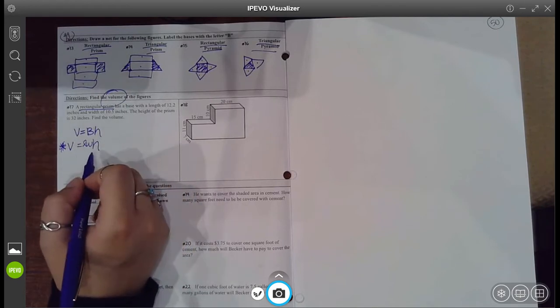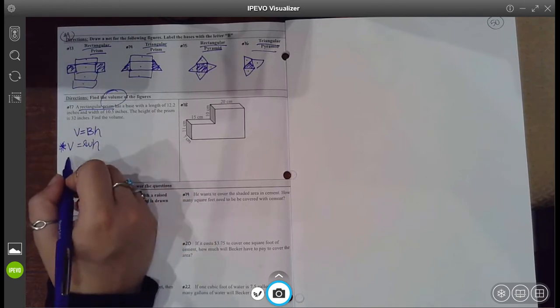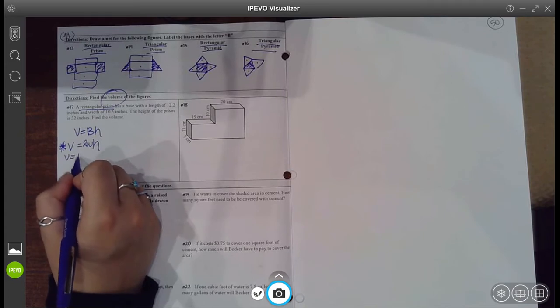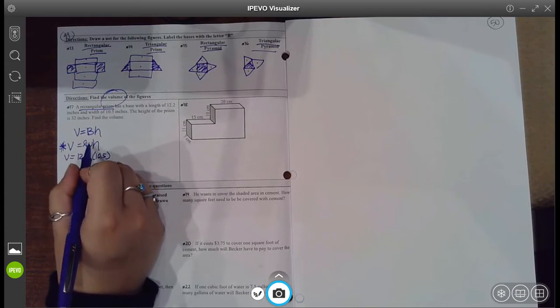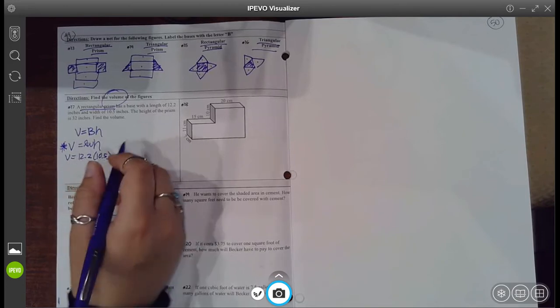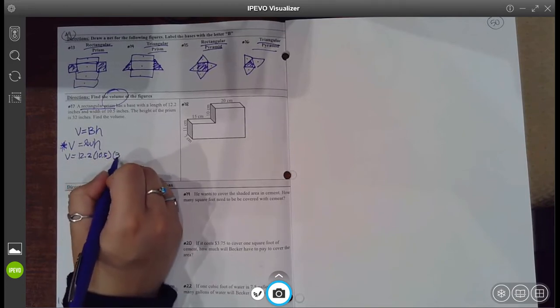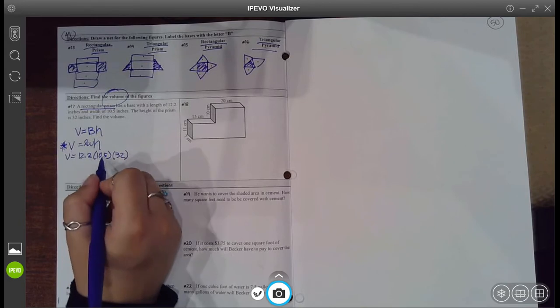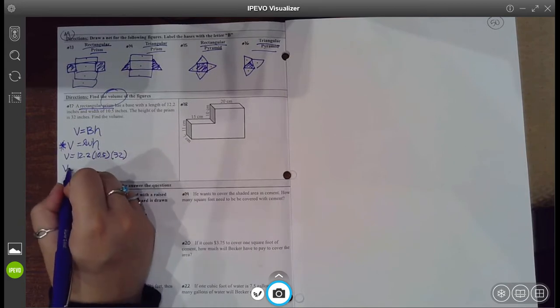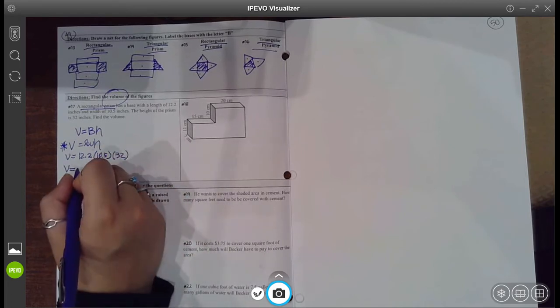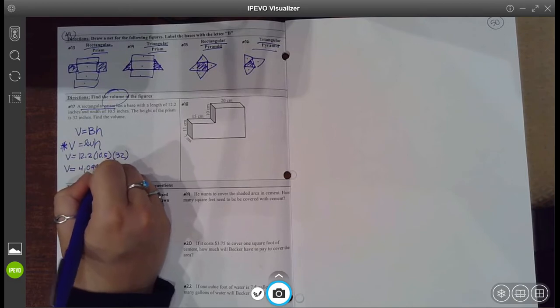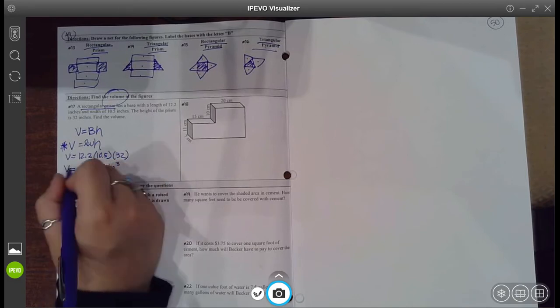But for now, we just need to know this. So they said it has a base length of 12.2, a width of 10.5. So I plug that in for W and 12.2 for the length, and a height of 32. So multiply the length, the width, the height to get your volume. And when you type that into your calculator, you get 4,099.2 inches cubed.